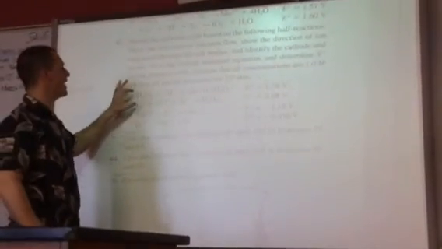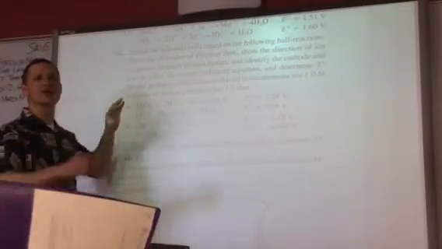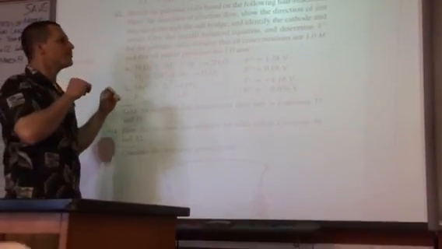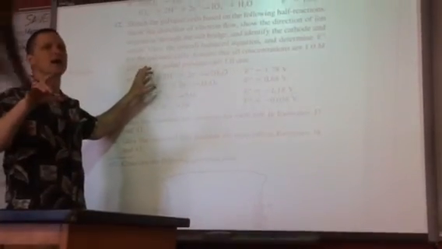Take a look at number 41 and 42. Here's 42. 41 is just like it. Sketch the galvanic cell based on the following half reactions. So you're going to have two half reactions there.